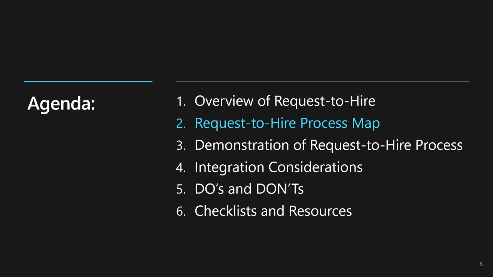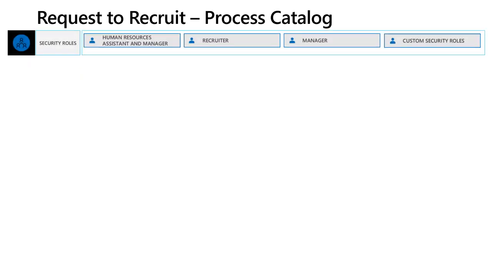So I want to take a closer look at the entire request to hire process, all the setups and configurations that are related with our process catalog. The request to recruit process is critical to finding and hiring great talent for your organization. Starting at the top of the process catalog for request to recruit, we have security roles.